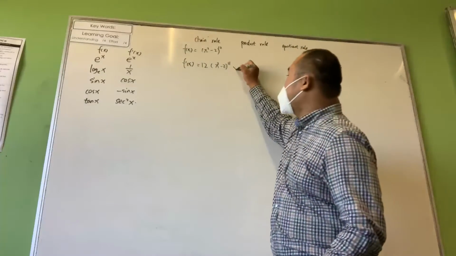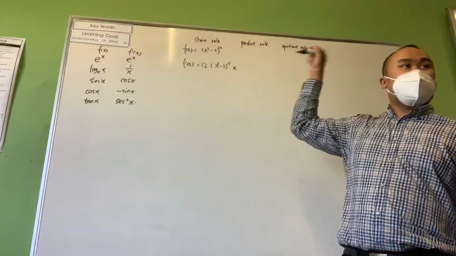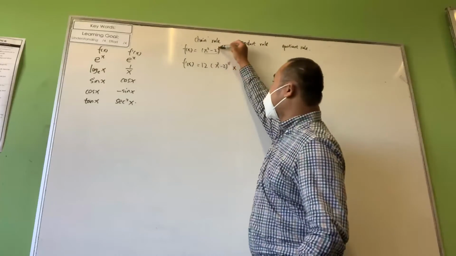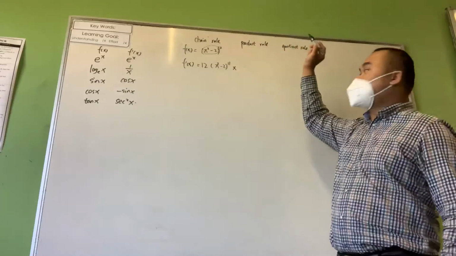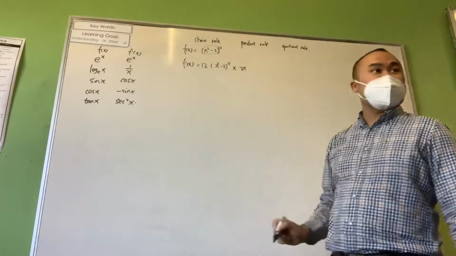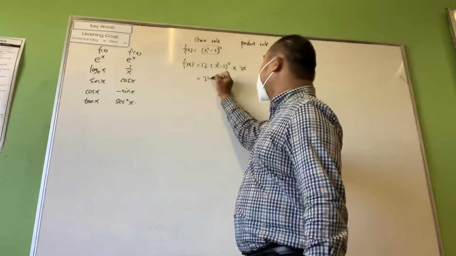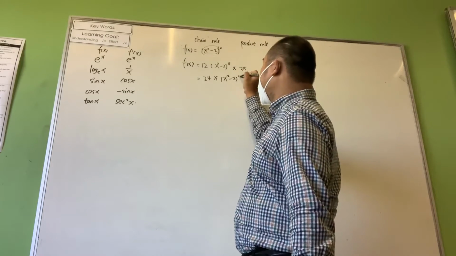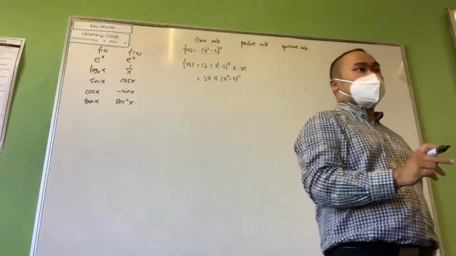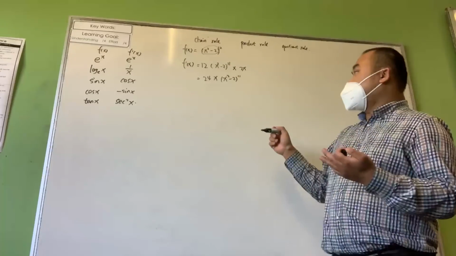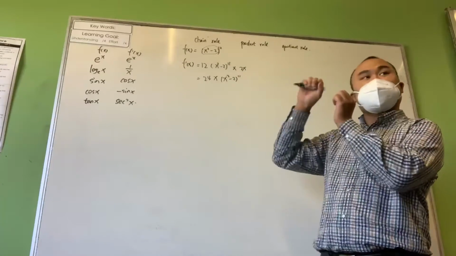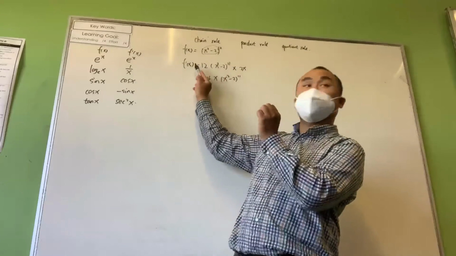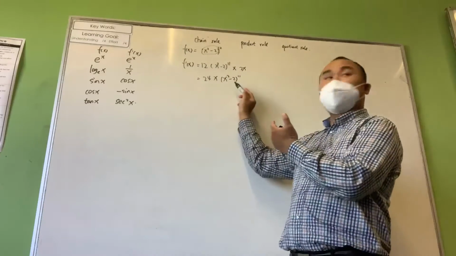Then we multiply by the derivative of the inner function. The inner function is inside the bracket, so it's times 2x. That gives 24x times (x^2 - 2) to the power of 11. So that's the derivative. Does that make sense? If I want to find this derivative at a specific point, I simply substitute x equal to something in here, and then you can find the gradient.